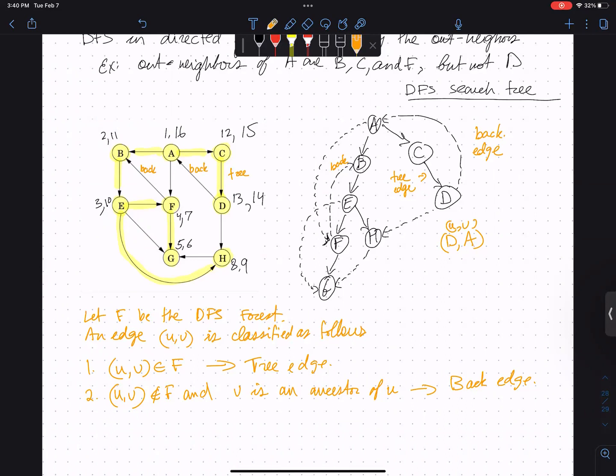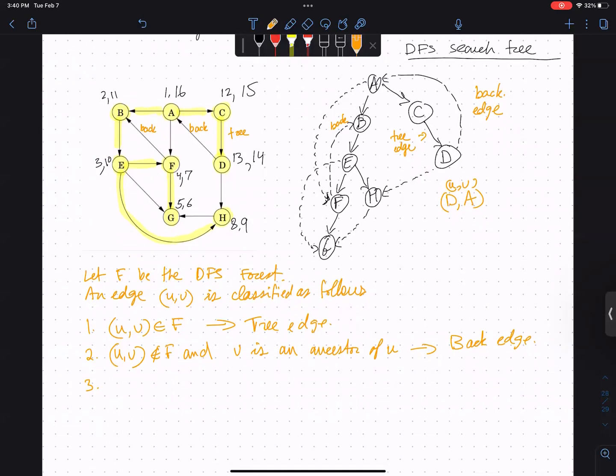Be a back edge. Good, because F to B, it's not in the forest, it's not yellow, it's not dashed. And B is an ancestor of F. So F to B, it's going up, this dotted edge is going up the tree on the path to the root. Another way to think of it. Okay, there's another one. Wait, are there any other back edges before I continue? I don't think so.